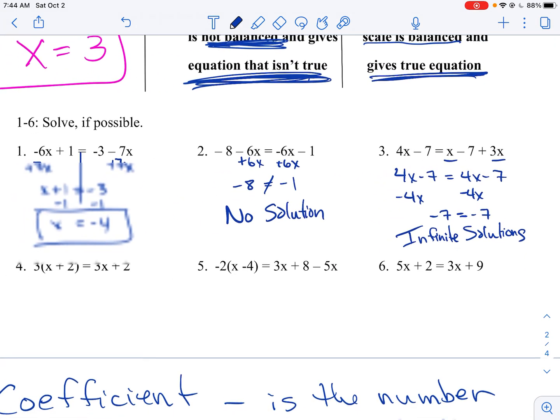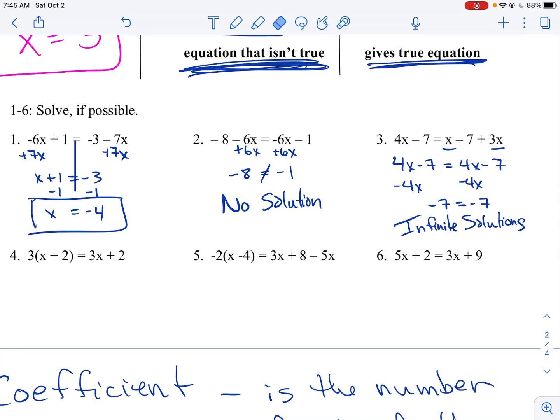Okay, so what I want you to do is look at the coefficients on each one of these. Oops, I want to do these because it's simplified. Notice on the one solution one, the coefficients are different. If I look at the no solution, they are the same. I'm actually going to erase this one. There we go. If I look at the infinite solutions, the coefficients are the same.